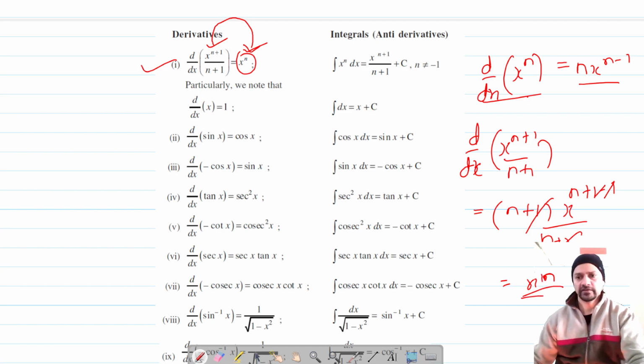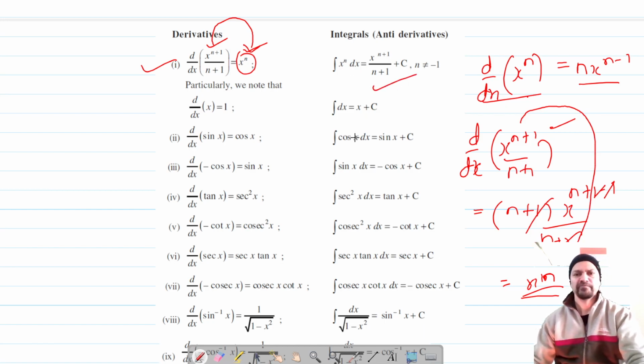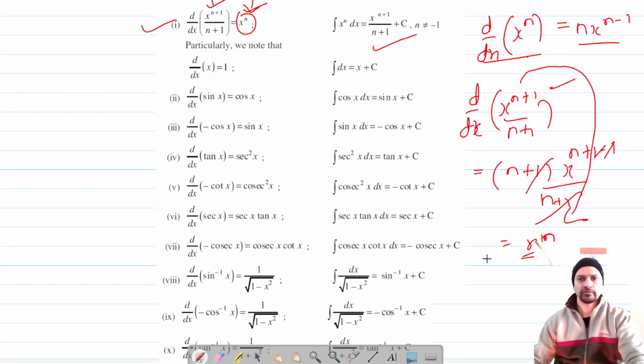So we can say that this is x raised power n. This is the derivation of this. So this is the integration of x raised power n. So integration of x raised power n is x raised power n plus 1 upon n plus 1.